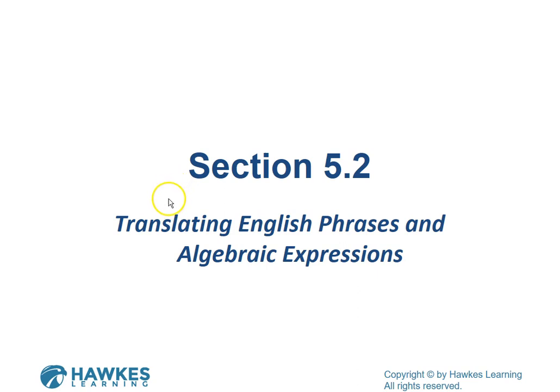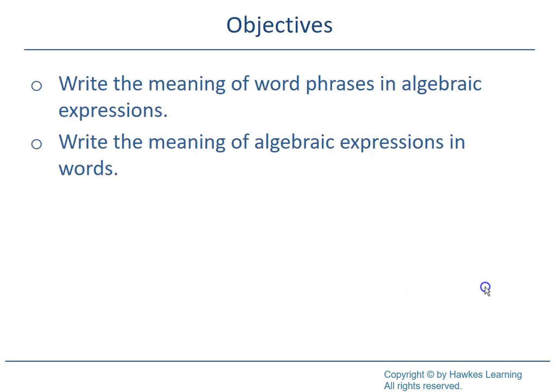As we continue into Chapter 5, we'll do Section 2, translating English phrases and algebraic expressions. This is going to be a big part of our background work as we go into equations and then later solving word problems by putting them into equations. But first of all, what do things mean?